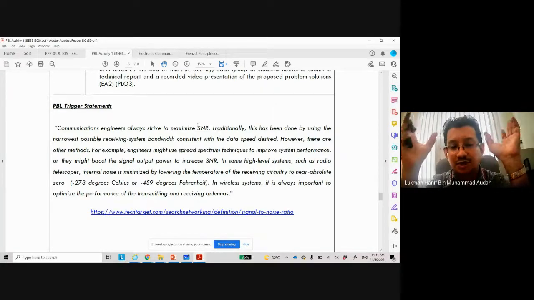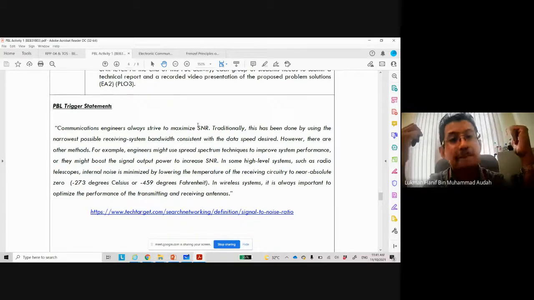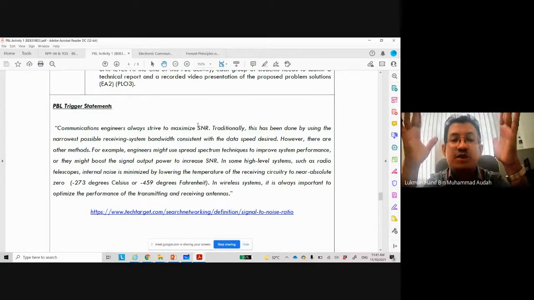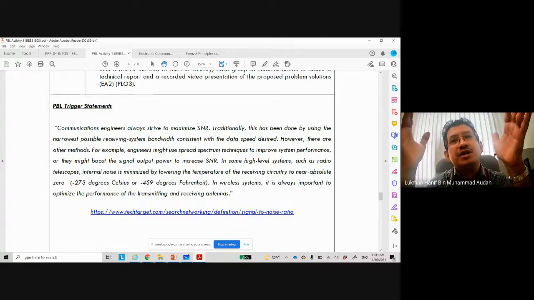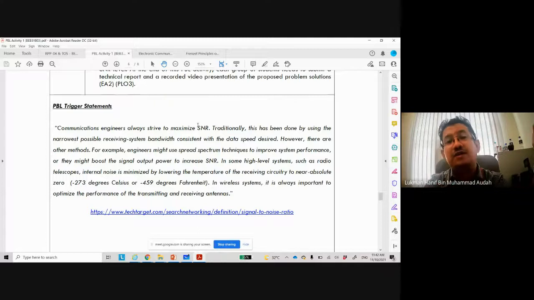Okay, tetapi akan ada beberapa issues yang kita perlu solvekan untuk mencapai SNR yang terbaik. Traditionally this has been done by using the narrowest possible receiving system bandwidth consistent with the data speed desired. Tetapi kalau kita reduce the bandwidth, we're going to have another issue, which is the data speed. Data speed, which is data rate, is proportional to the bandwidth. Lagi besar bandwidth, lagi laju data rate. So ada timbal balik. There is a give and take between the bandwidth and the speed.